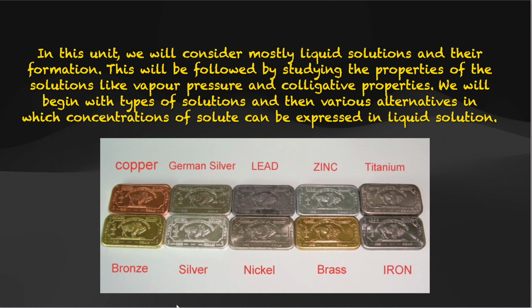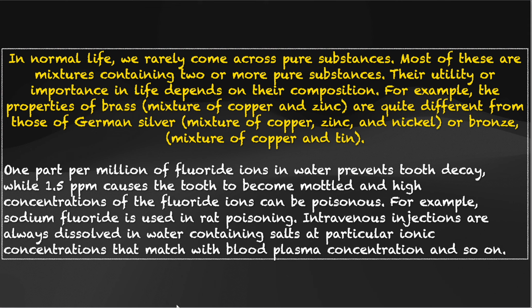This was the introduction. So, getting into the explanation, the paragraph discusses how pure substances are rarely encountered in daily life as most materials are mixtures. The importance and utility of these mixtures depend on their composition. Examples include brass, German silver, and bronze, which have different properties due to their varying metal components. It also highlights how small concentrations of ions in water can have significant effects, such as fluoride preventing tooth decay or fluoride being toxic itself. The text then introduces the study of liquid solutions, their properties, and methods for expressing solute concentrations.